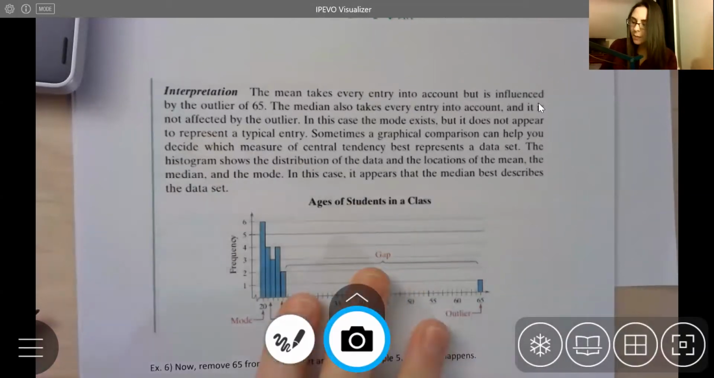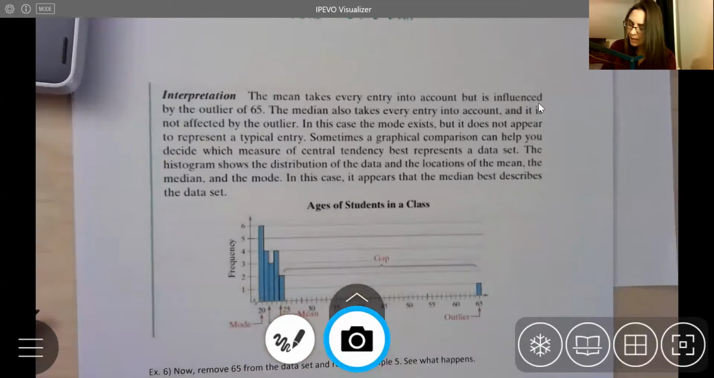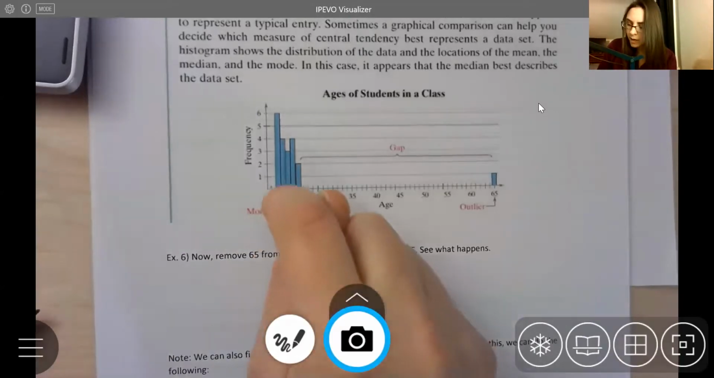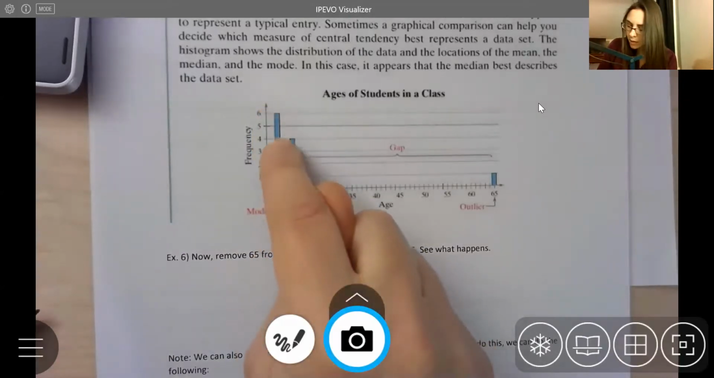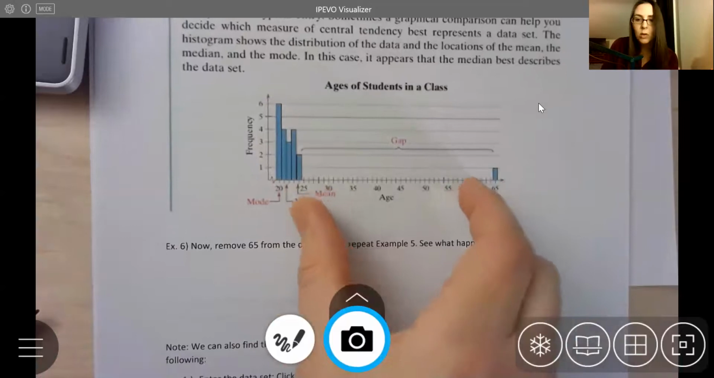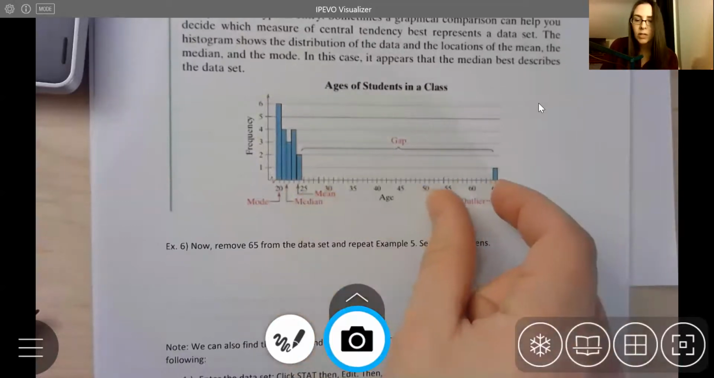Here they have a graphical representation of the data to help you see which central tendency measure is best. You have a histogram, and what you can see here is they did it with a class width of 1. So everybody who's 20, there were 6 of them. 21, there were 4. Then I see 3, 4, 2. And then here's the person who's a 65. You can see there's a huge gap here in the middle, which shows us that we really do have an outlier there.